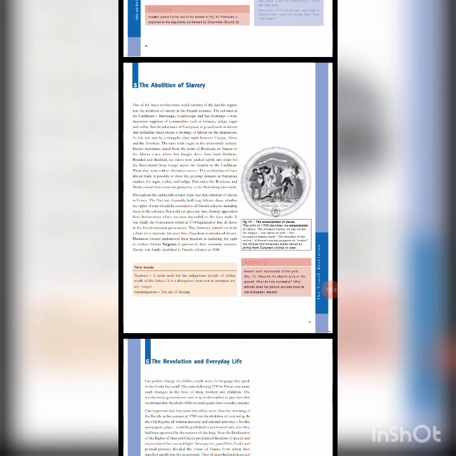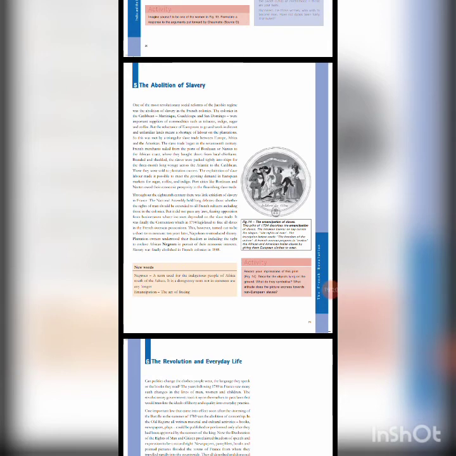Now, the abolition of slavery. One of the most revolutionary social reforms of the Jacobin regime was the abolition of slavery in the French colonies. In the 17th century, the slave trade began. Slaves were bought from local chieftains, branded and shackled, and were packed tightly into ships for the 3-month long voyage across the Atlantic to the Caribbean.